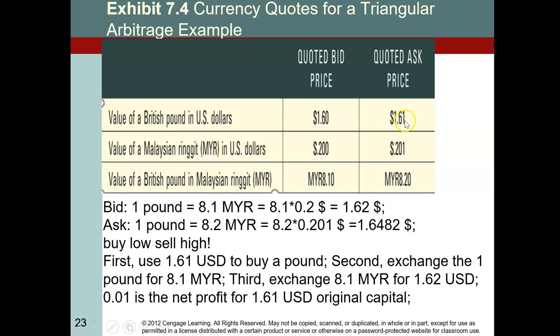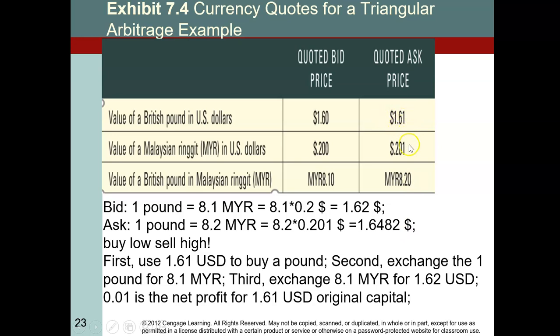The same thing applies to the ask price. If we use the second and third rows, 1 British pound is 8.2 MYR, and because 1 MYR is 0.201 US dollar, 1 pound becomes 8.2 multiplied by $0.201, which is $1.6482, which is higher than the first row, 1.61.